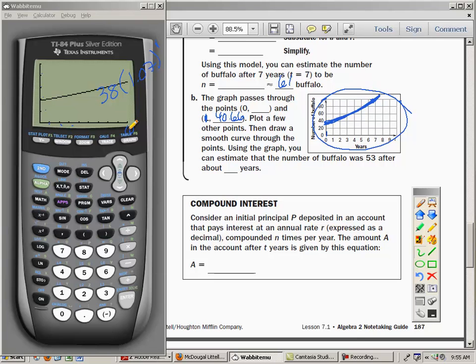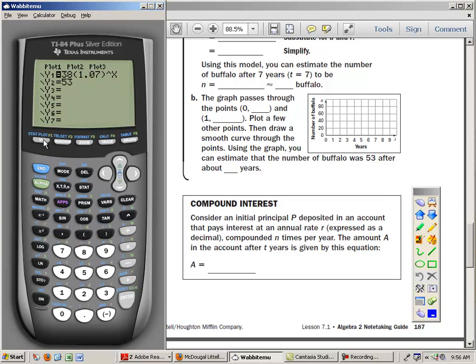Now, as we said before, it says draw a smooth curve to connect these points. Well, the graphing calculator does a better job of that. So we're going to estimate when the population is around 53 buffalo. That's kind of hard to see here on the graph, so we're going to translate that over to our graphing calculator. I want to take a look at how you would do this. Here's my original function, y equals 38, et cetera. That's my exponential graph. And now I want to graph just the line y equals 53, because I want to find out when this function equals 53.